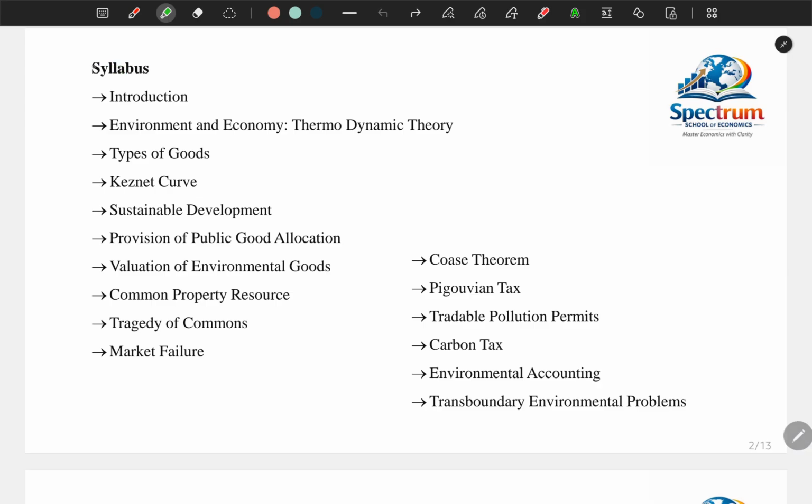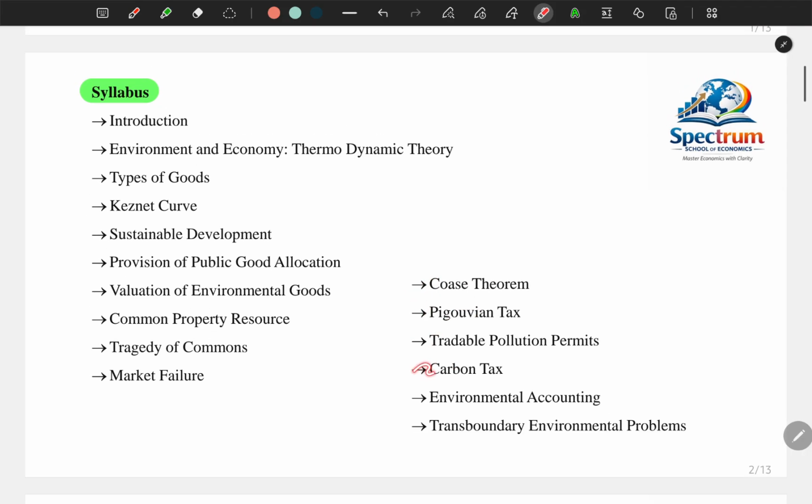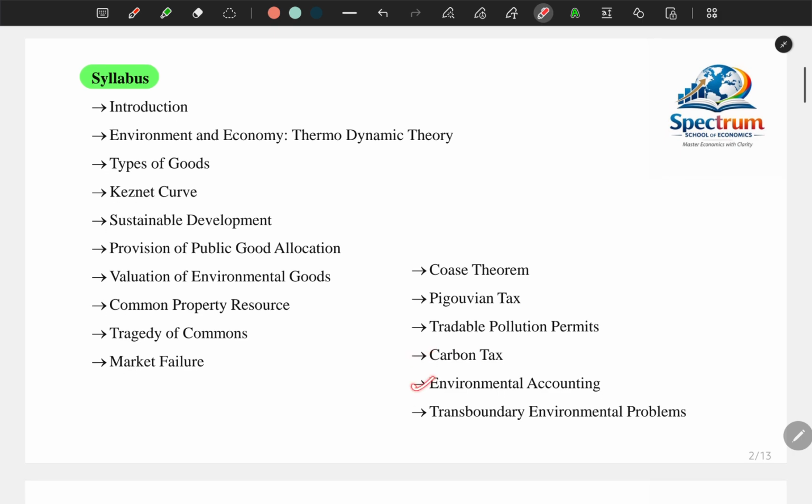The syllabus for exams in environmental economics is that here we have to study the introduction, then the interaction between environment and economy, which is also explained with the help of thermodynamic theory and types of goods, Kuznets curve, sustainable development, provision of public good allocation, valuation of environmental goods, common property resource, which is related to the theory of tragedy of the commons, then market failure, Coase theorem, Pigouvian taxes, tradable pollution permits, carbon tax, environmental accounting and transboundary environmental problems.